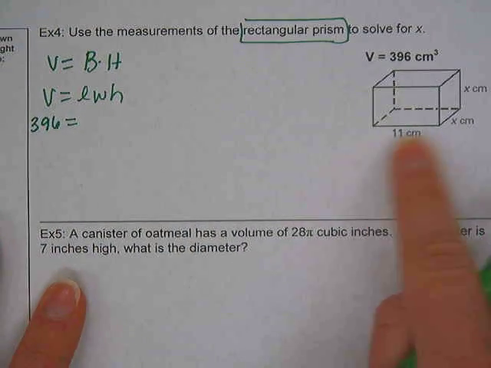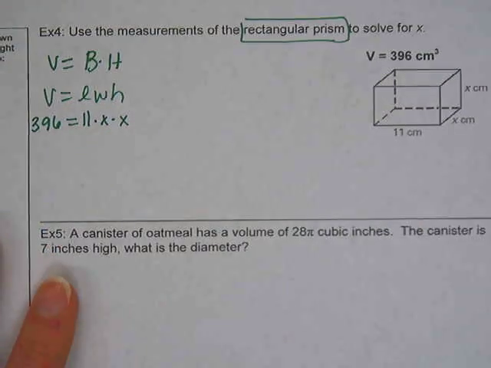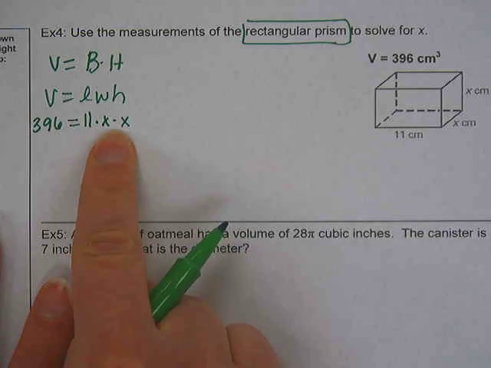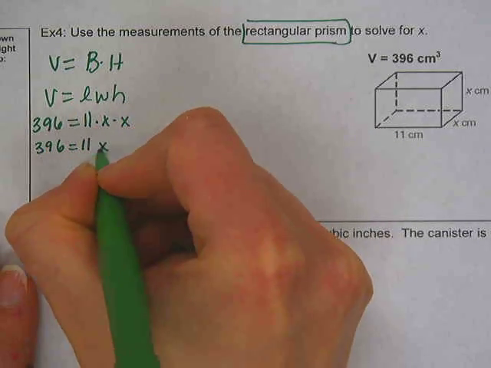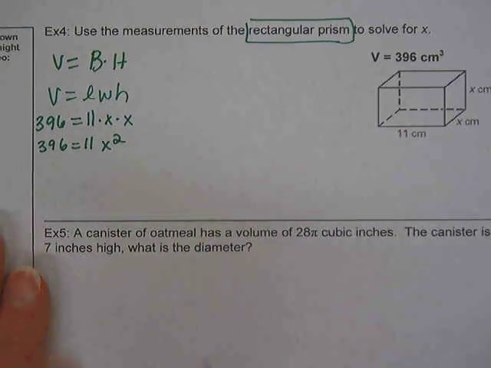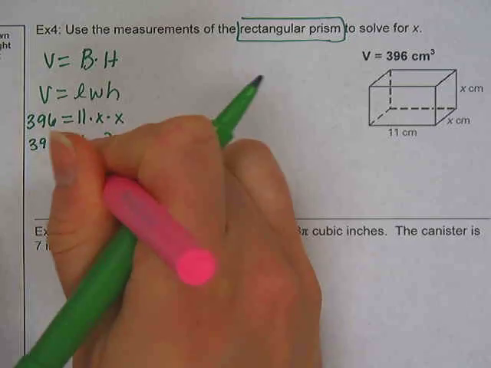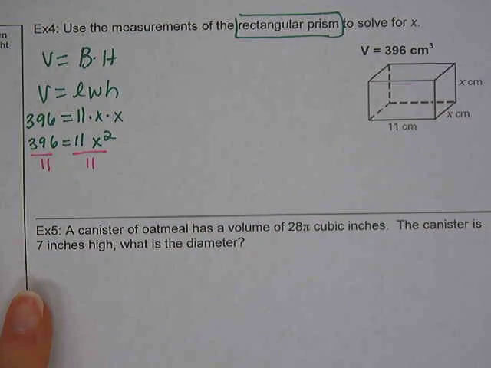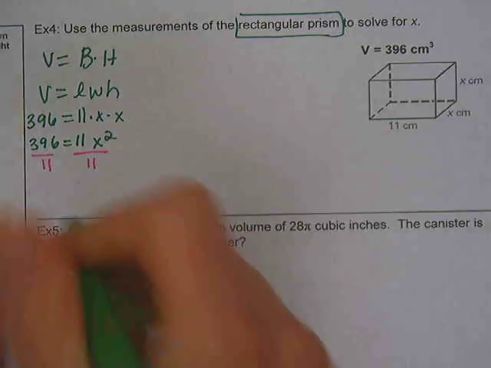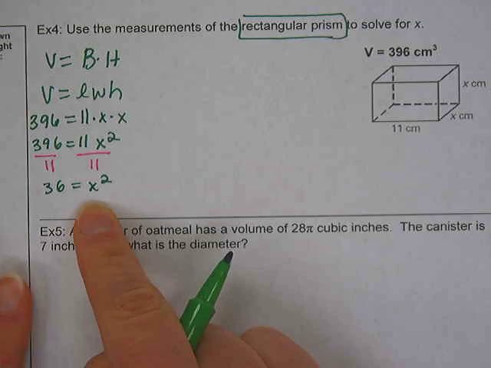Now looking at what I have here, I have 11, x, and x. So it's going to be 11 times x times x. Hopefully you guys remember what x times x actually is. And it is going to be x squared. Now to solve this for x, the next thing we want to do is divide by 11. So 36 is equal to x squared.